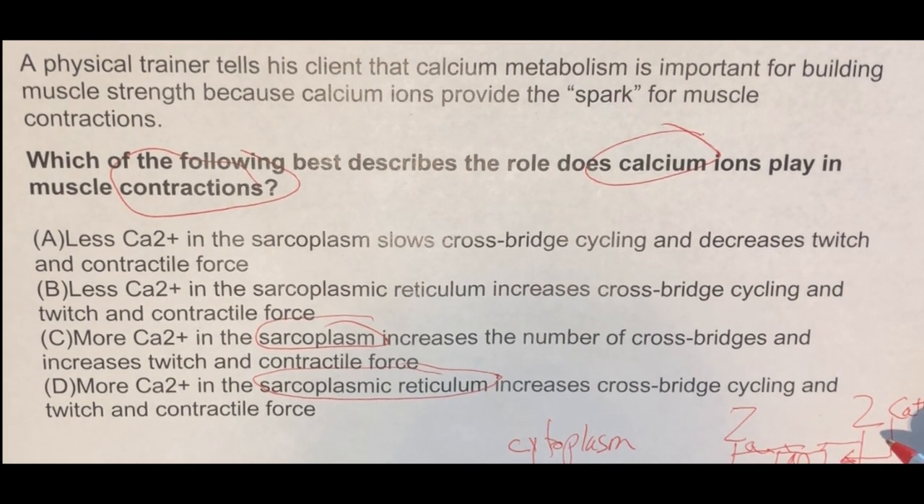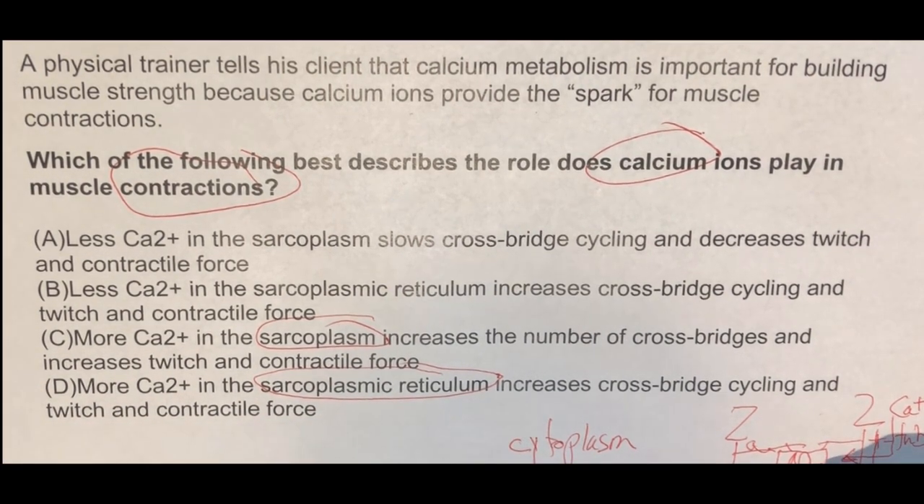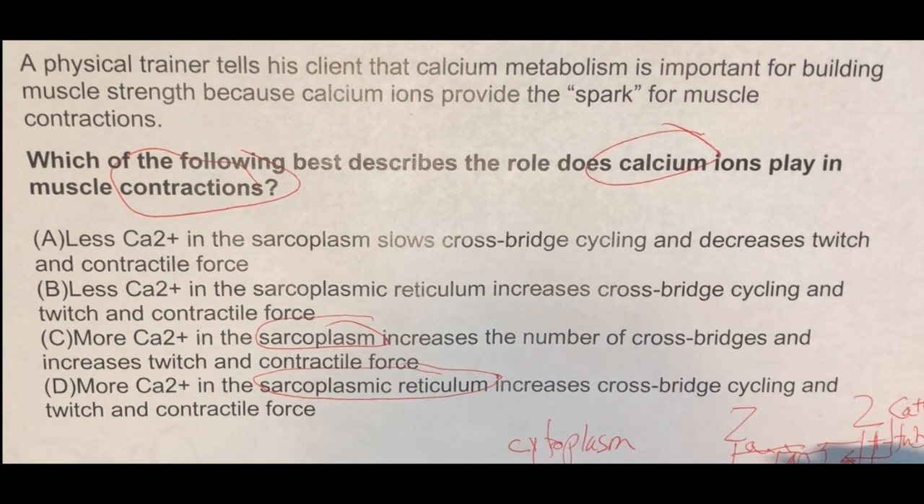So the sarcoplasmic reticulum is associated with that Z line and the T-tubules. We'll put a T here for T-tubules. Out here, but in here, we would call this the sarcoplasm. Cytoplasm or sarcoplasm. Not the sarcoplasmic reticulum. Sarcoplasmic reticulum are channels. Sarcoplasm is fluid.